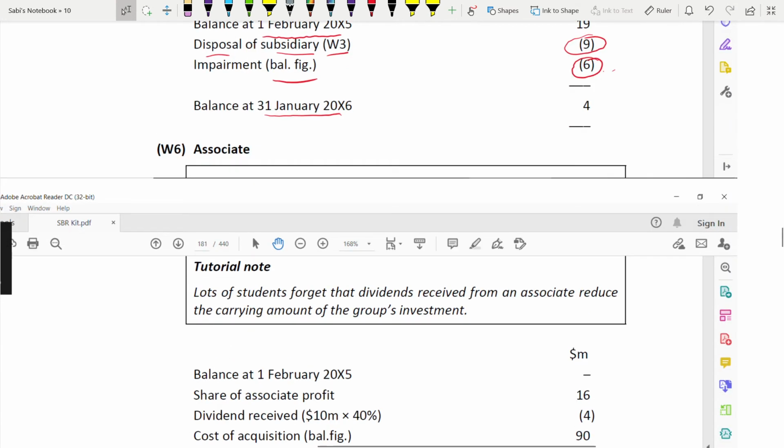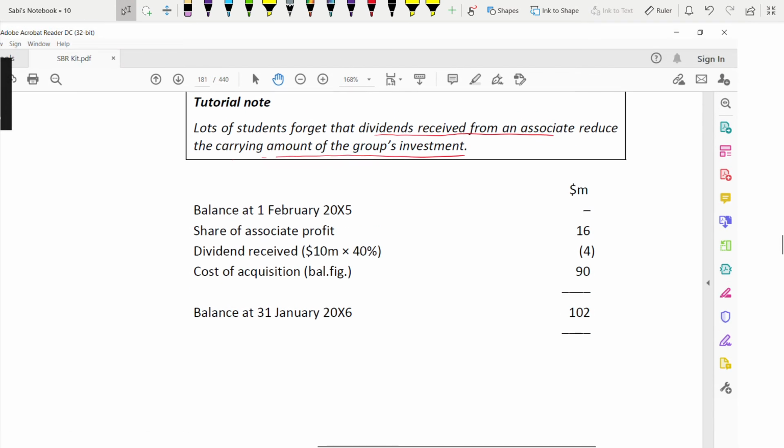Okay, so working 6 is for associate, and let us read the tutorial note. Lots of students forget that dividend received from associate reduces the carrying amount of the group's investment. Okay, if you receive the dividend from associate, it reduces the carrying amount of the group's investment. A lot of students forget this. Okay, so you don't forget. Again, opening balance: there is no opening balance for associate. It was not there in the statement of financial position. You have to go to the statement of financial position to see the opening and the closing balance, right?